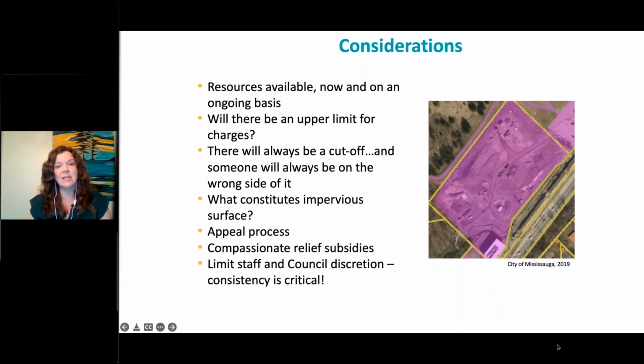And something else to think about, which we did implement, was compassionate relief subsidies for certain types of properties. For example, low-income seniors, perhaps nonprofit organizations. We didn't implement that one, but we did implement for places of worship, and agricultural properties, a subsidy in recognition of some of the financial pressures that they face. Next slide, please.